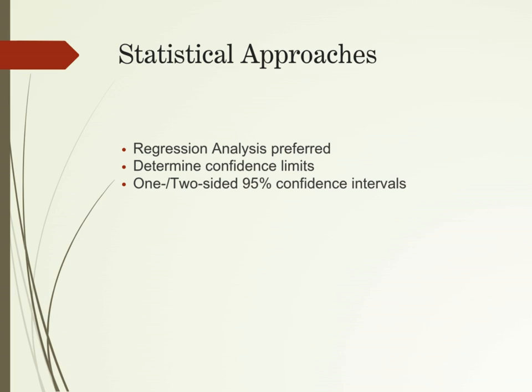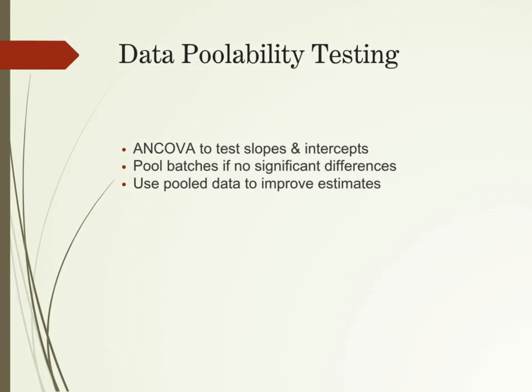Regression analysis is the primary tool, with one-sided or two-sided 95% confidence limits determining the shelf life. The intersection of confidence limits with acceptance criteria marks the maximum shelf life supported. When multiple batches exist, poolability testing, usually through ANCOVA, is used to check if their data can be combined. If differences in slopes or intercepts are insignificant, pooling narrows confidence intervals, allowing longer shelf life estimates.